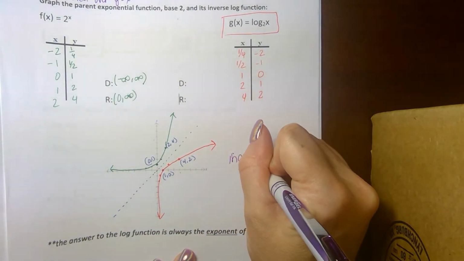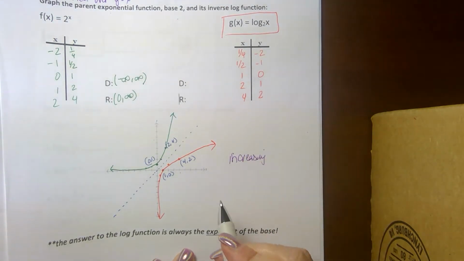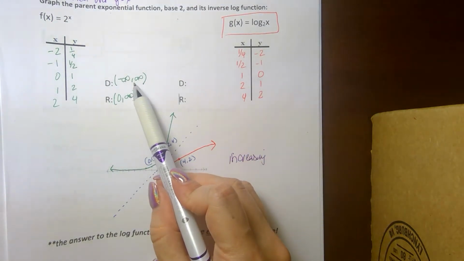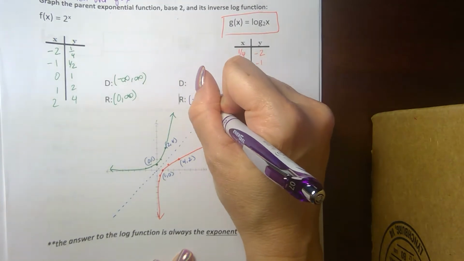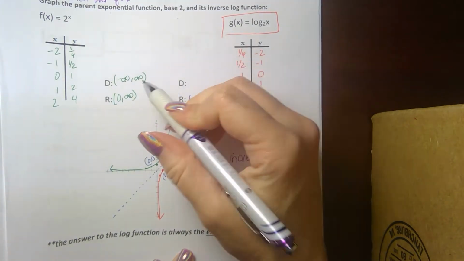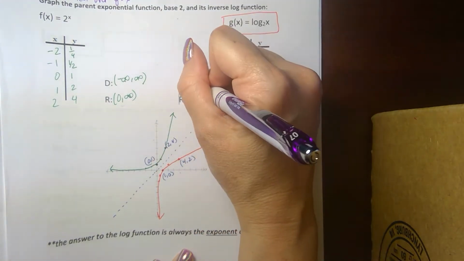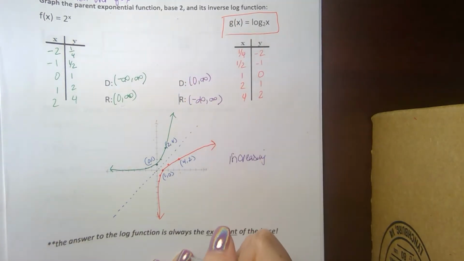Increasing function. What was the domain of the original function is the range of the inverse. And what was the range of the original function becomes the domain of the inverse.